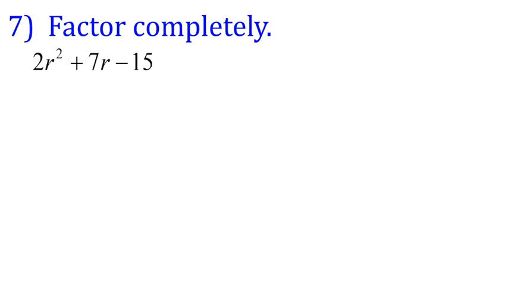Factor the polynomial 2r squared plus 7r minus 15. Again, first step, does it have a greatest common factor that you can divide out from every single term? And if I look, they have nothing in common to divide out. Therefore, we're going to think about our product sum pattern. What times what gives us negative 30? What plus what gives us 7?